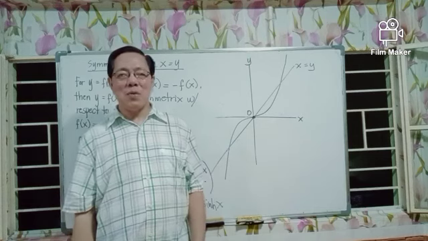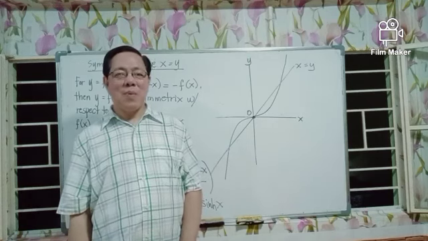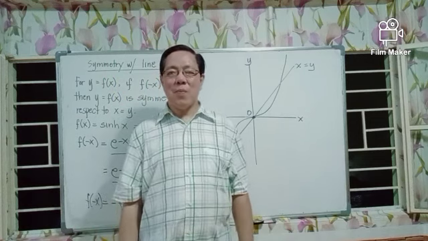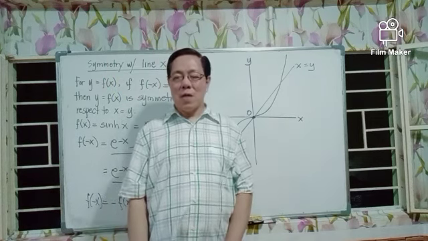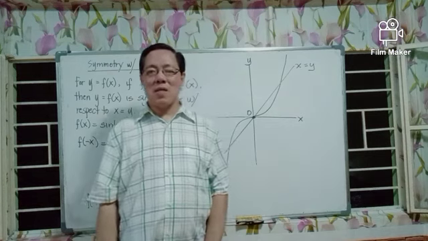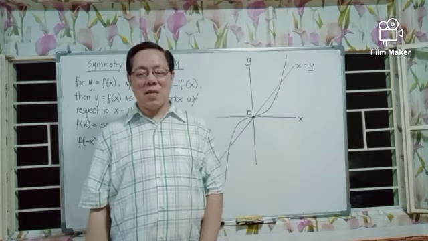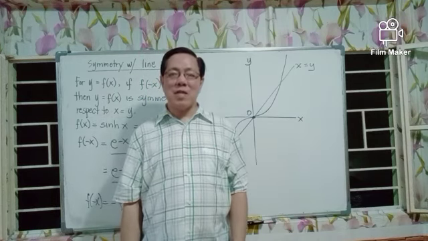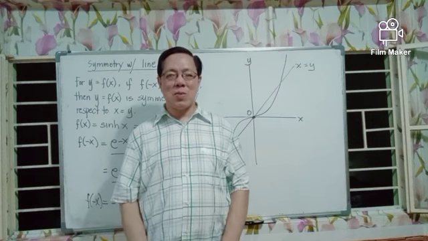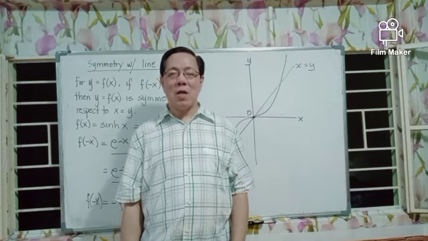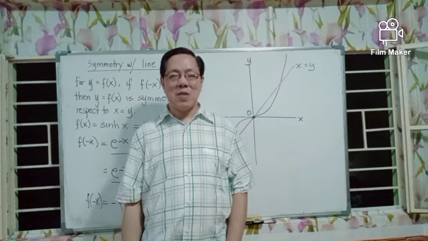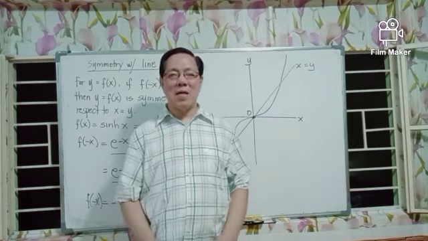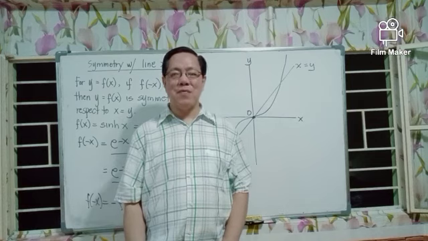And we have also shown that the hyperbolic sine satisfies the property that the hyperbolic sine of minus x is equal to negative of the hyperbolic sine of x. And graphically, that means that the graph of the hyperbolic sine of x is symmetric with respect to the line x equals y, the line that passes through the origin and that bisects the first and the third quadrant. Now we will define the hyperbolic tangent of x.